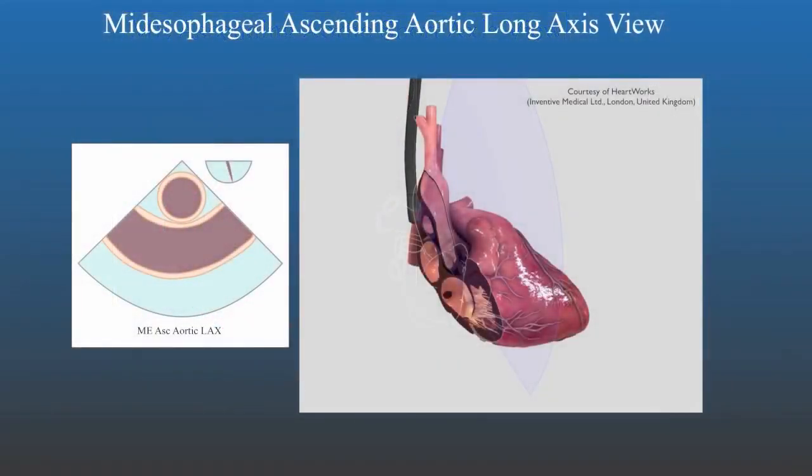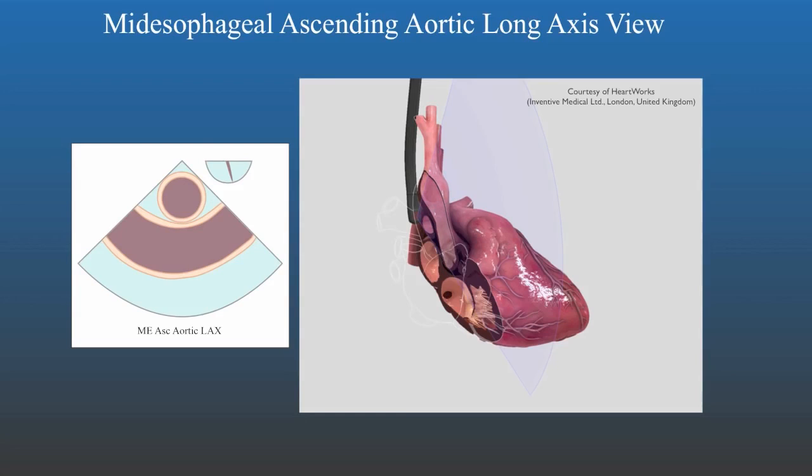The mid-esophageal ascending aortic long axis view is obtained at 30 to 40 centimeters in depth. It is best developed by first obtaining an aortic valve long axis view between 100 and 150 degrees and slowly withdrawing the probe while keeping the aortic contours in a parallel orientation to each other by making slight adjustments clockwise and counterclockwise with the probe.